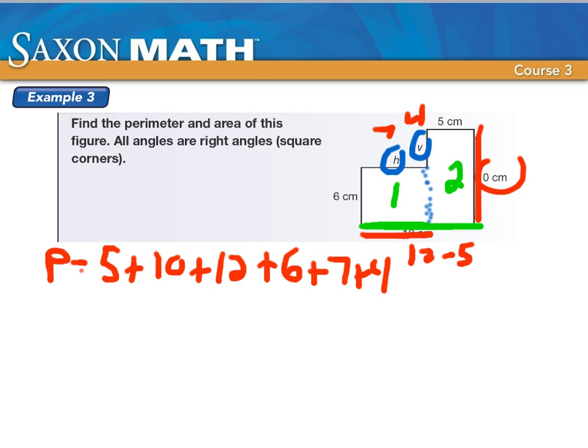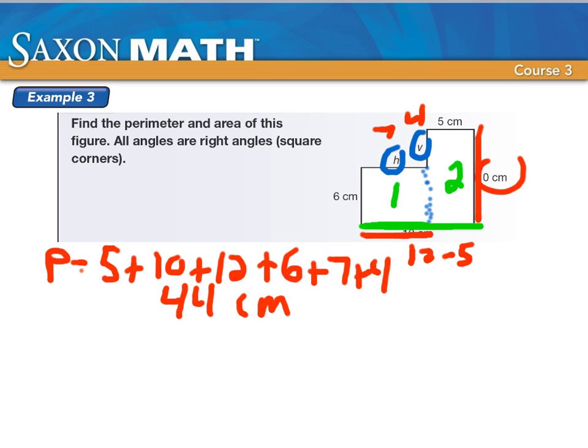Anyway, so I've got to add up 5 plus 10 plus 12 plus 6 plus 7 plus 4. Well, 5 plus 10 is 15. 15 plus 12 is 27. 27 plus 6 is 33. 33 plus 7 is 40. And 40 plus 4 is 44. So I got 44 and my unit is centimeters.